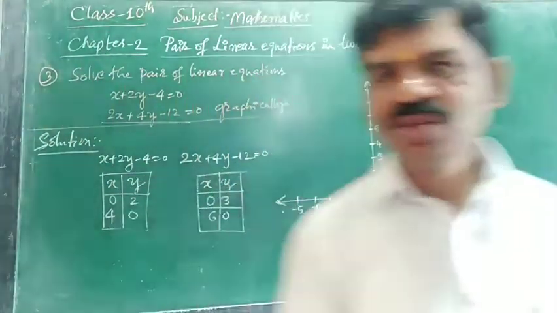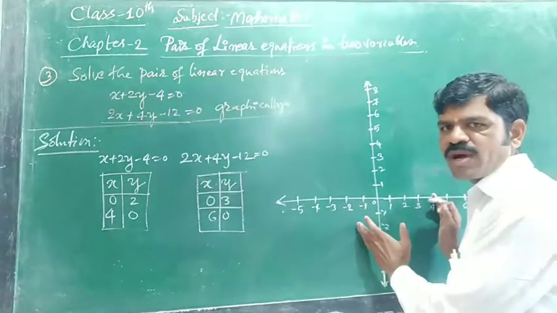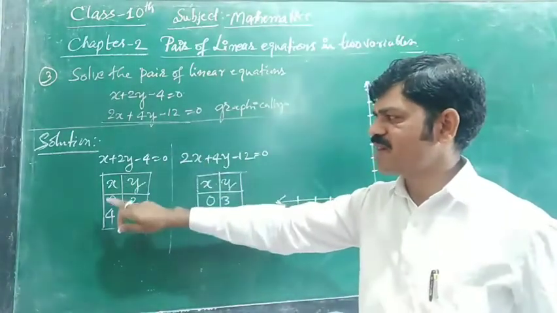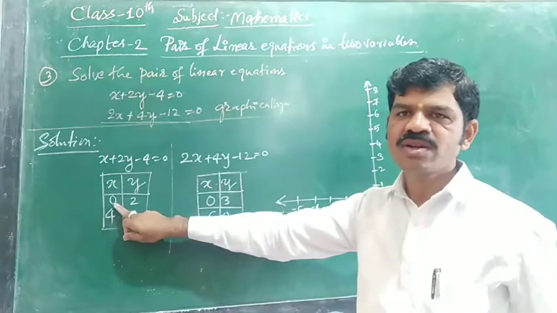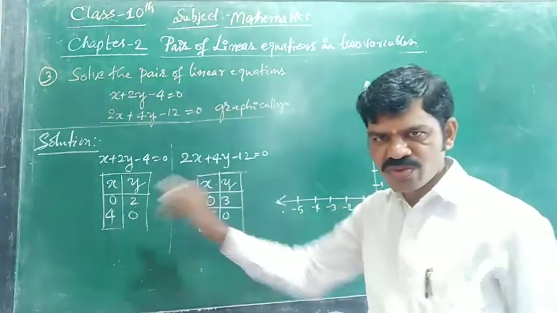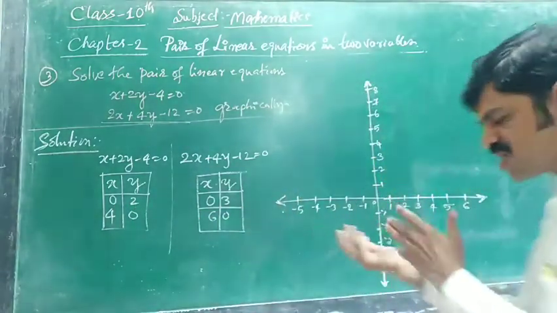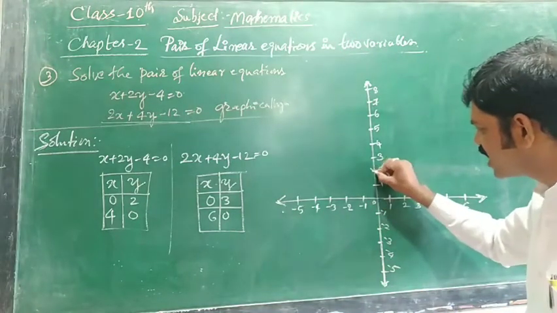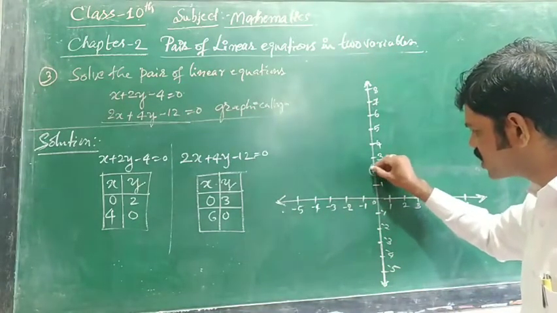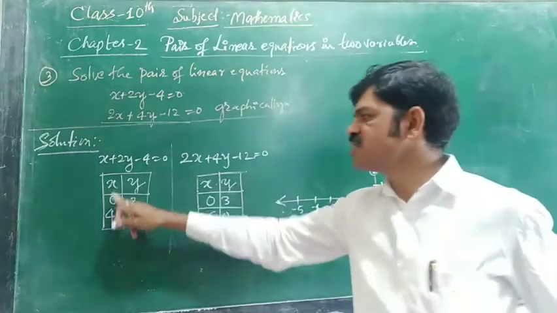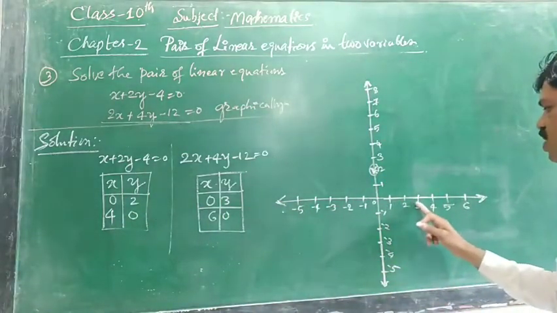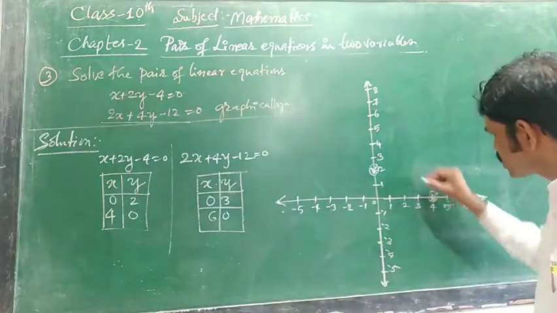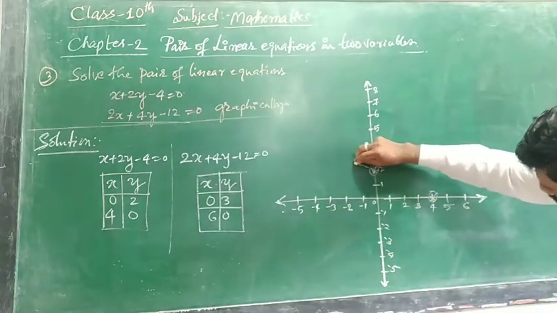So here we have a graph and here we have the data. For this equation we have this data. When x is equal to 0 is given, we have got y is equal to 2. This is a point. Let us apply it on the graph. So x is equal to 0 is here, y is equal to 2 is here, so I make a point. When x is equal to 4, 1, 2, 3, 4, y is equal to 0, this is the point. So I draw a line.